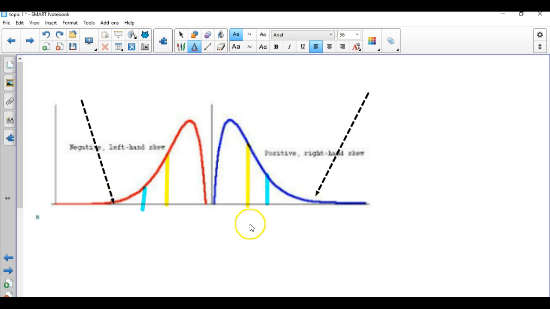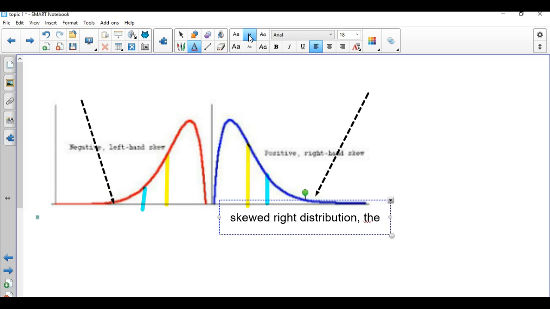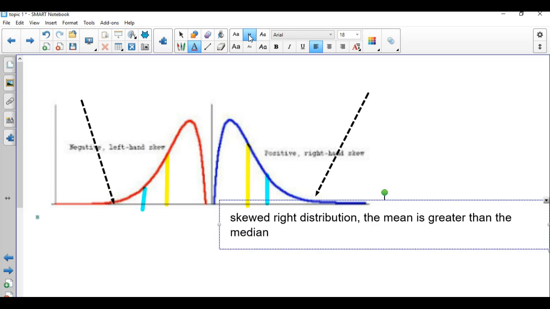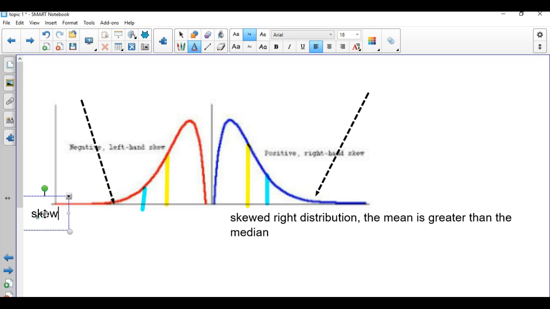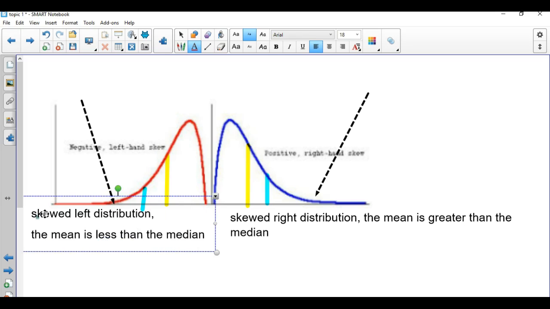Since we just talked about the mean being affected by outliers, it is important to note that in a skewed right distribution, the mean is greater than the median. And then again, in a skewed left distribution, the mean is less than the median. That definitely I could see as being some sort of question, or you need to apply this knowledge to some sort of question on the AP exam.